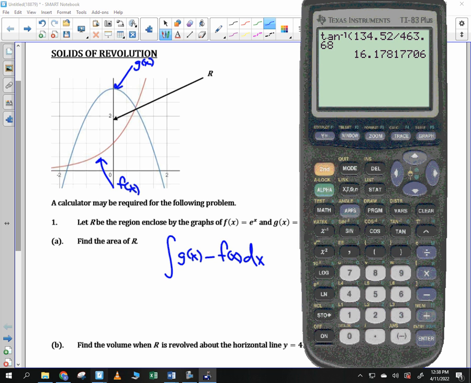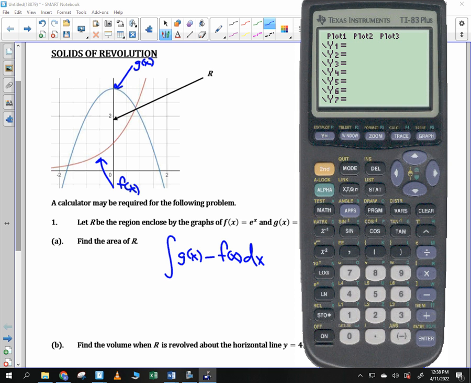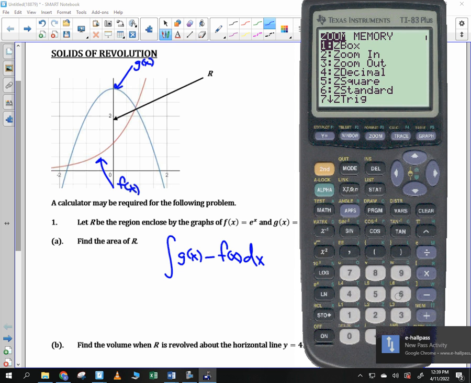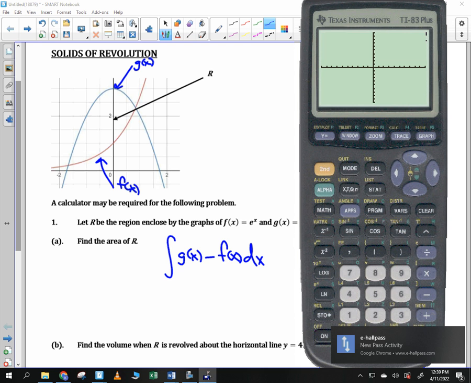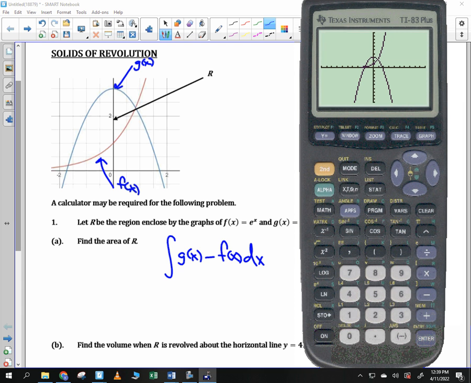Excellent. I'm going to turn this on and go into y equals. Clear that out. I get e to the x, and I get 3 minus x squared. I'm going to zoom standard. And we can see the region right there. So I want to find those intersection points. What do I press?